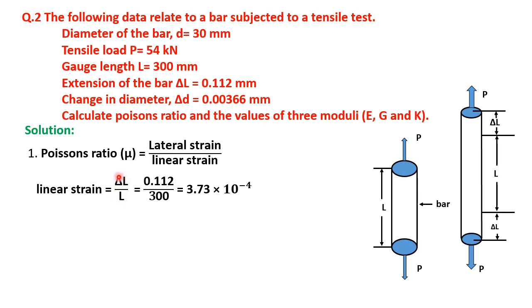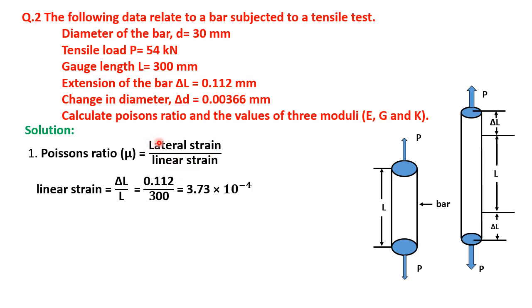And we know the value for delta L, that is 0.112, here it's given, and the original length of the bar was 300 mm. So just putting these values here will get the value for linear strain, that is 3.74 into 10 to the power minus 4.